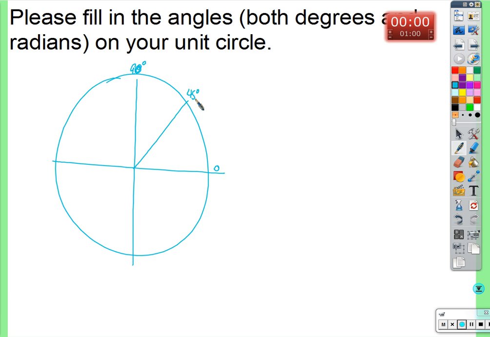I would say write them maybe here, inside: 0 degrees, 45 degrees, and right here, 90 degrees. How many degrees would you guess this is? A little common angle. 30, 60.